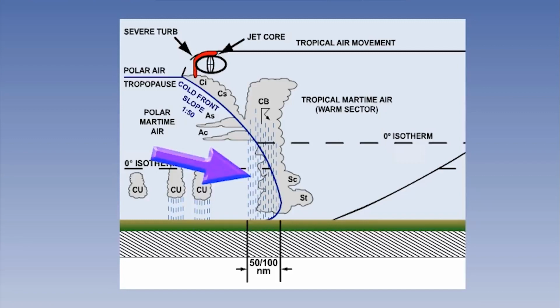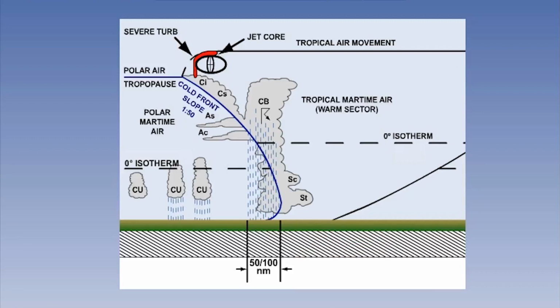Notice how the clouds that make up the front are only really seen from the ground once the front is clearing away. The main band of heavy precipitation is between 50 and 100 nautical miles behind the surface feature. Let's look at the main points on our diagram.